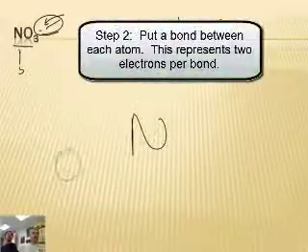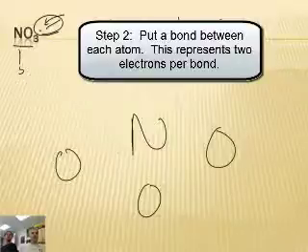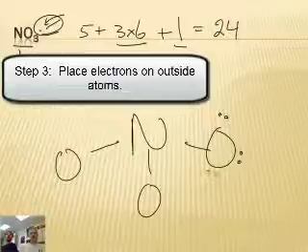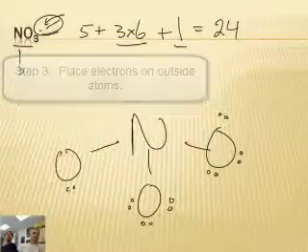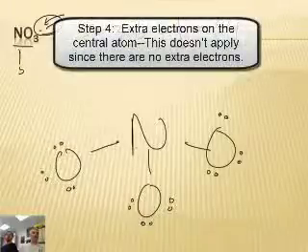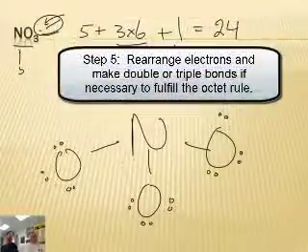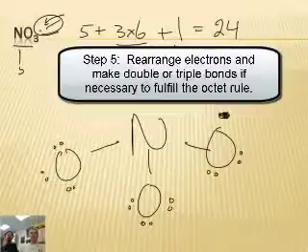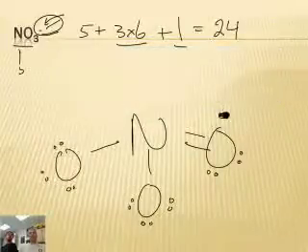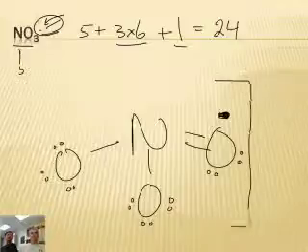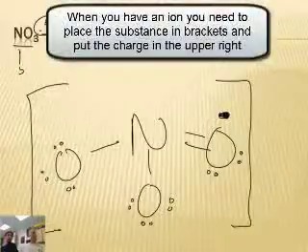So nitrogen looks like it'll go in the middle, since it's by itself, and then 3 oxygens around. All right, so let's spend and bond: 2, 4, 6, 8, 10, 12, 14, 16, 18, 20, 22, 24. All the oxygens are happy, but the nitrogen is not. So let's just steal 2. It doesn't matter which 2. Everyone's happy.